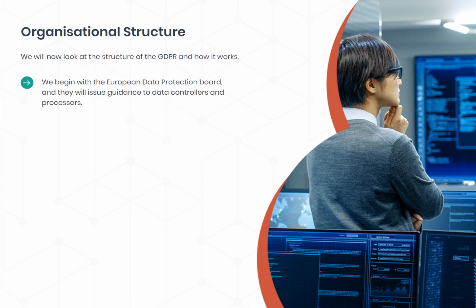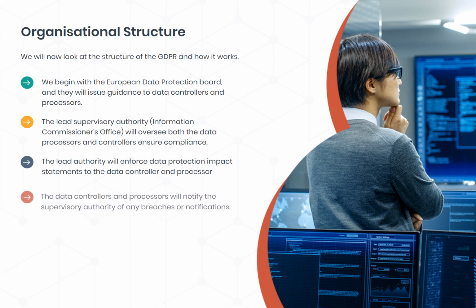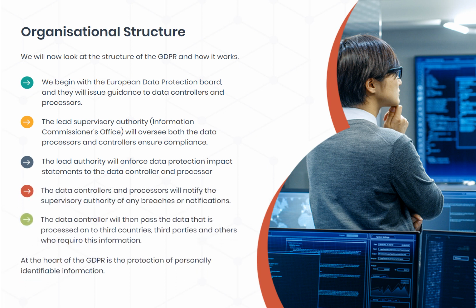Organizational structure. We will now look at the structure of the GDPR and how it works. We begin with the European Data Protection Board, and they will issue guidance to data controllers and processors. The lead supervisory authority, the Information Commissioner's Office, will oversee both the data processors and controllers to ensure compliance. The lead authority will enforce data protection impact statements to the data controller and processor. The data controllers and processors will notify the supervisory authority of any breaches or notifications. The data controller will then pass the data that is processed on to third countries, third parties and others who require this information. At the heart of the GDPR is the protection of personally identifiable information.